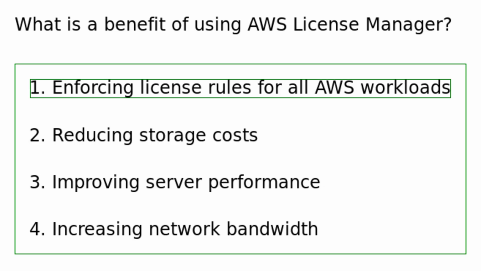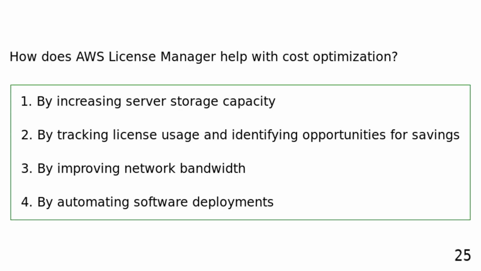AWS License Manager helps enforce license rules for all AWS workloads, helping organizations stay compliant with licensing agreements. How does AWS License Manager help with cost optimization? By increasing server storage capacity. By tracking license usage and identifying opportunities for savings. By improving network bandwidth. By automating software deployments.